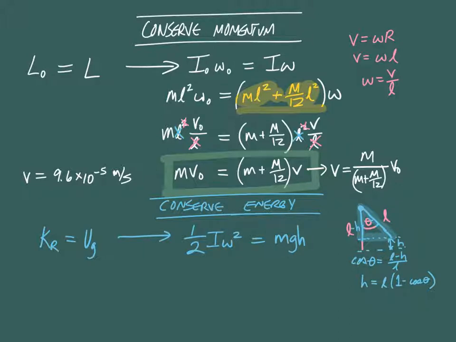That's going to be really helpful. All right, to have that instead of H, which I don't know. I have to put it in things that are known or expected in my situation. So we could, in our next step, 1/2 I omega squared will equal mg L 1 minus cosine theta.